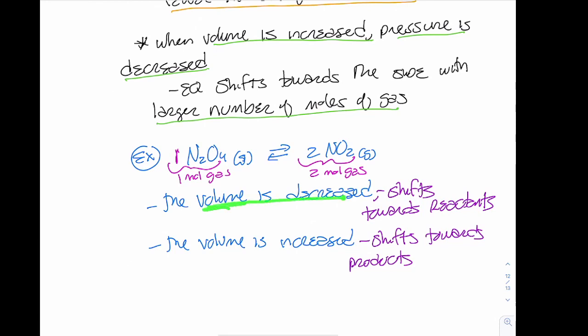So less room, higher pressure, shift towards the side that has less moles of gas. That is going to decrease that pressure. If your volume is increased, I now have less pressure. To get that ratio back, we're going to shift towards the sides that have more moles of gas to increase that pressure. We want to undo what we did. Last stress, we're going to talk about our changes in temperature.